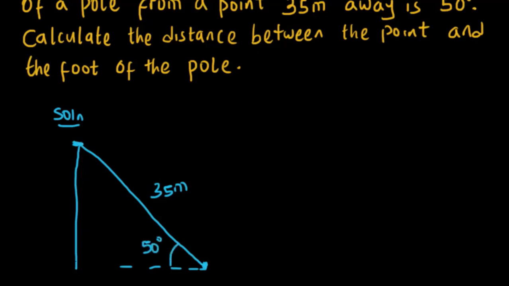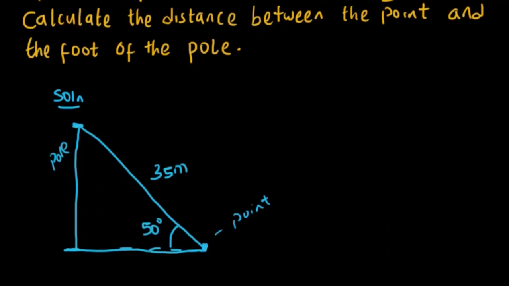So we have the pole, we have the point. Calculate the distance between the point and the foot of the pole. This is the foot of the pole. So we are told to calculate this distance. Now we can call this place x, an unknown. It could be any letter. Does this make sense?